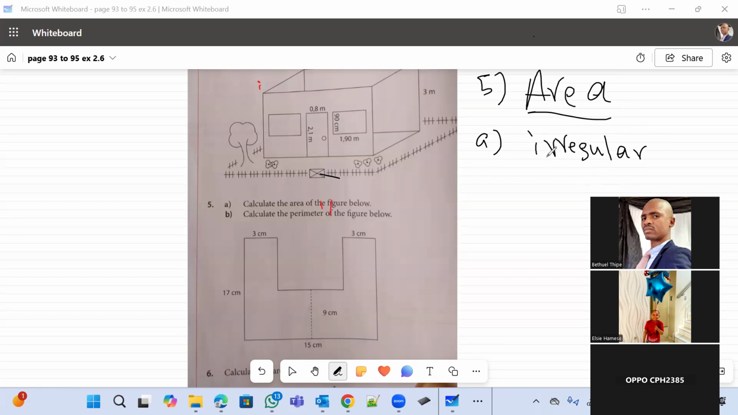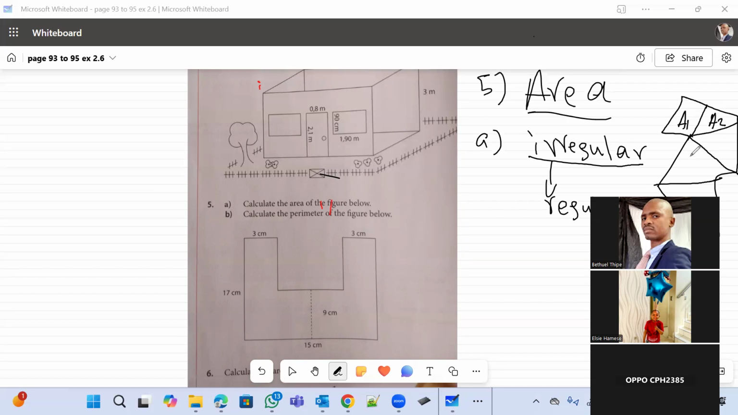If you want to calculate the area of an irregular shape, you must cut it into regular shapes. This is an example of another irregular shape. I want to calculate the area of this. I must cut it into triangles and rectangles. Then I get the area of this, of that, and of that, and I add all of them, A1 up to A4. Then that will be my area.